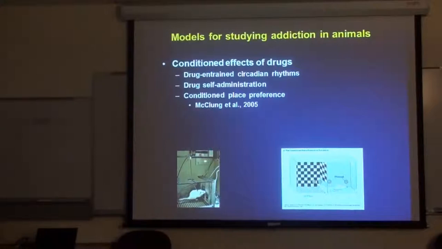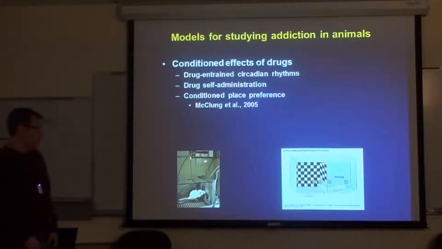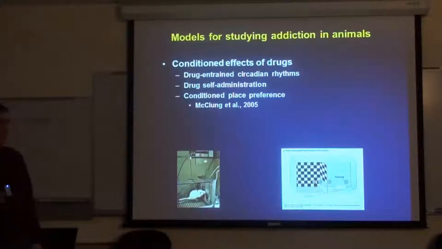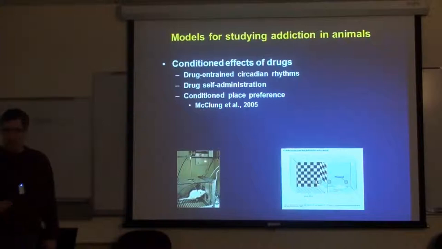Conditioned place preference is what was used in the McClung paper. Drug self-administration in the laboratory is not like we saw Charlie doing. In the laboratory, first of all, you've got to give the animal a way to ingest the drug. Giving rats a lit cigarette and expecting them to smoke it is a stretch. I don't know that anybody's ever successfully done that. So what we do instead is give the animal a lot of tools to be able to give himself the drug if he so chooses.